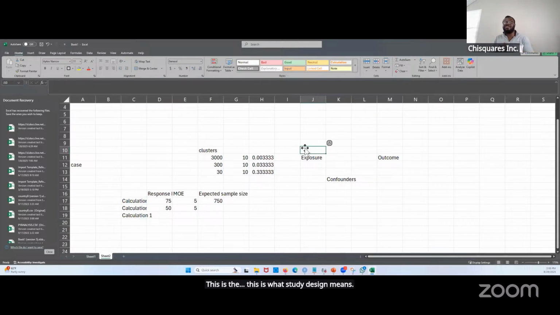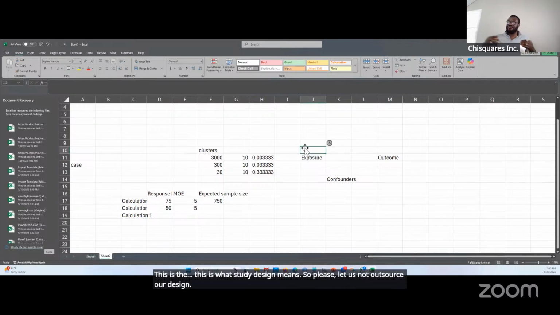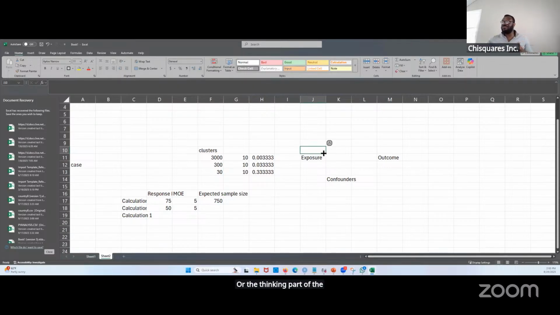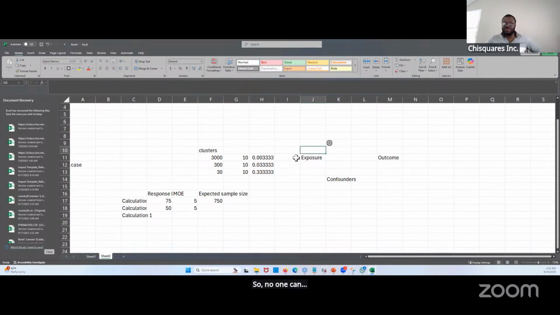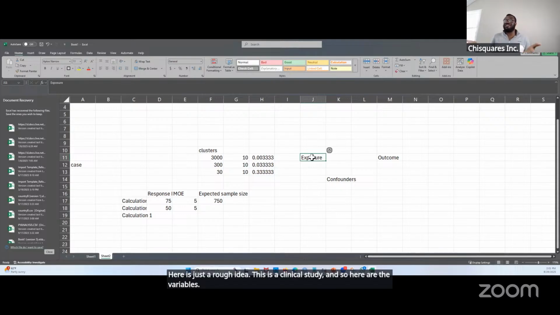So please let us not outsource our design or the thinking part of the process. You need to sit down and come up with a list of variables. And then you can think through, okay, why do I think this is a confounder? So it's a lot of intellectual work. No one can, nor should be able to, tell you, well, here is just a rough idea, this is a clinical study, and so here are the variables. Because the immediate question is, what is the exposure and what is the outcome? That's where we start. You should know at least this and this.